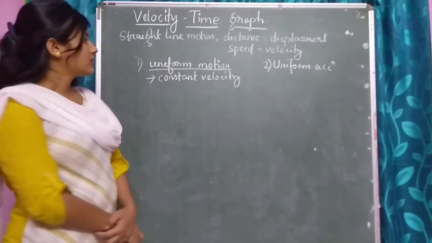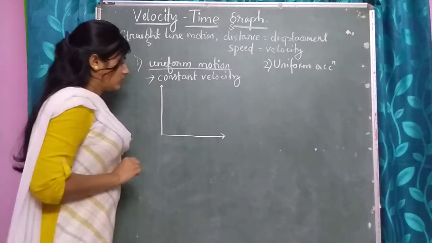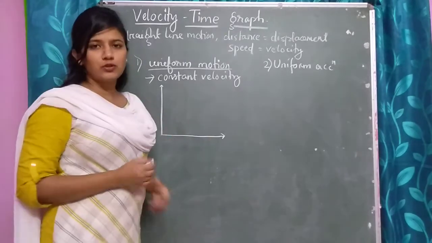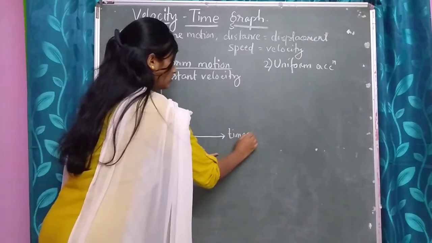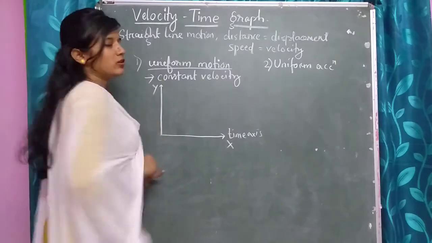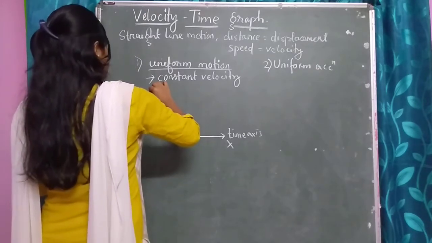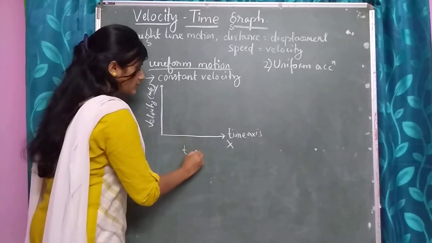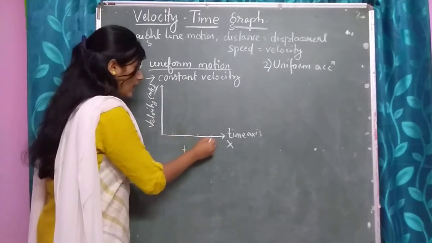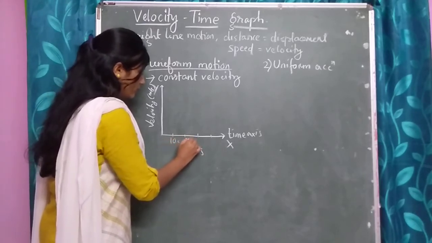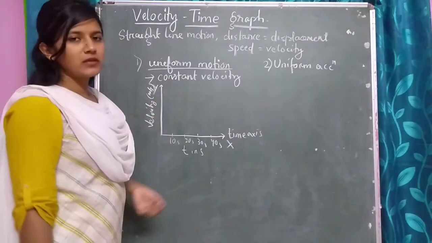Then what will be the graph? The graph will obviously be a straight line which is parallel to the time axis. As I had already discussed, the time axis is taken along the x-axis and the other one along the y-axis. So this one will be my velocity in meter per second and the time t in seconds. What will be the nature of the graph? Suppose this is 10 second, 20 second, 30 second, 40 second. As time passes, the velocity remains constant.